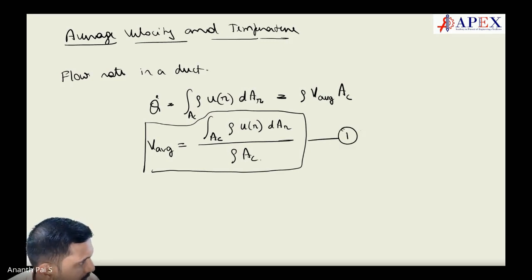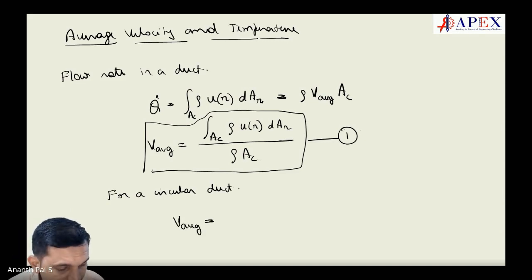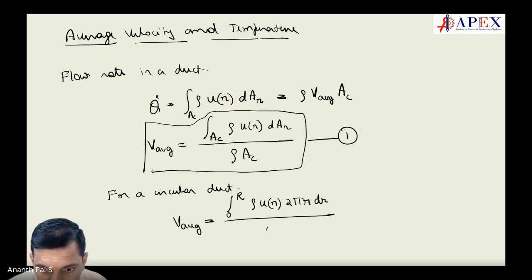Next, another thing. For a circular duct, this V average can be written as the integral from 0 to R of rho u(r) 2 pi r dr, divided by rho pi R squared, correct?